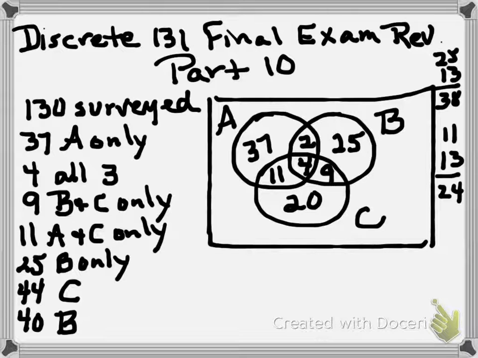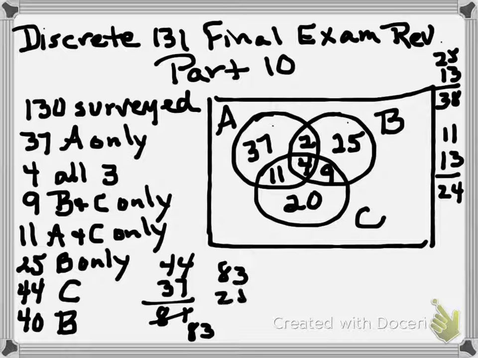Now I would take and total, let's say C is 44. That's those 4 regions, and then I would add on the other 3. 37, and then 2 is 83, and 83 and 25 makes 108. And subtract from 130 puts 22 in this region.